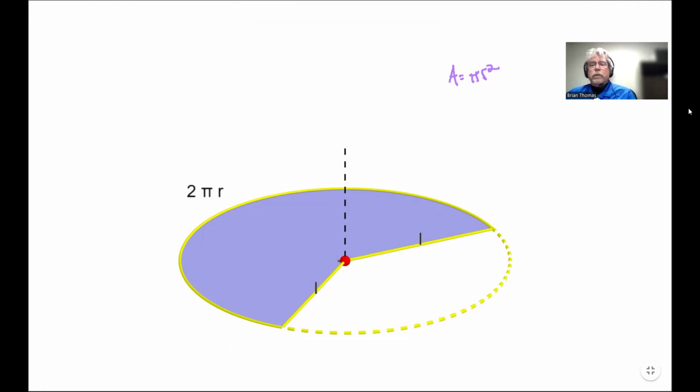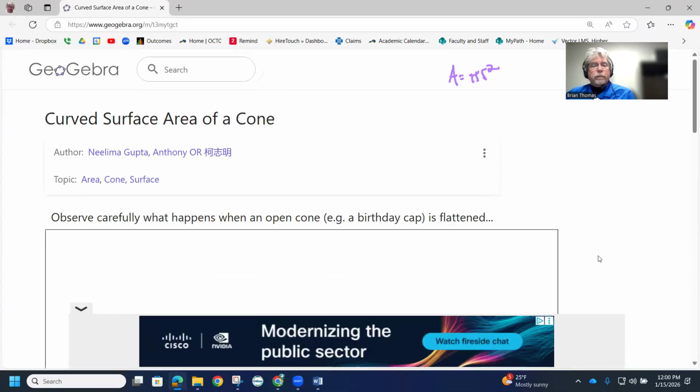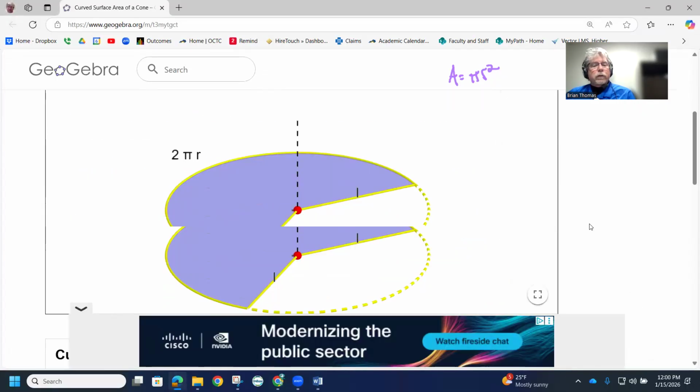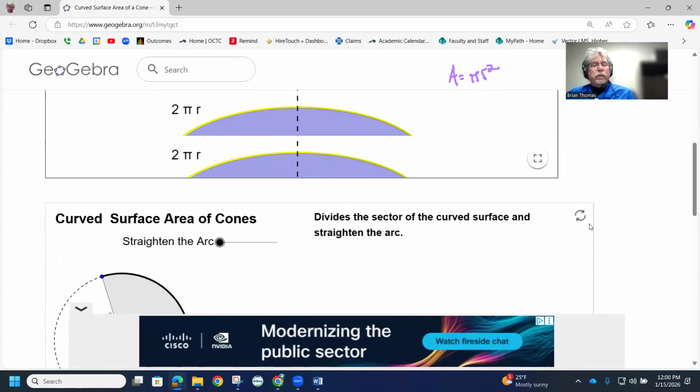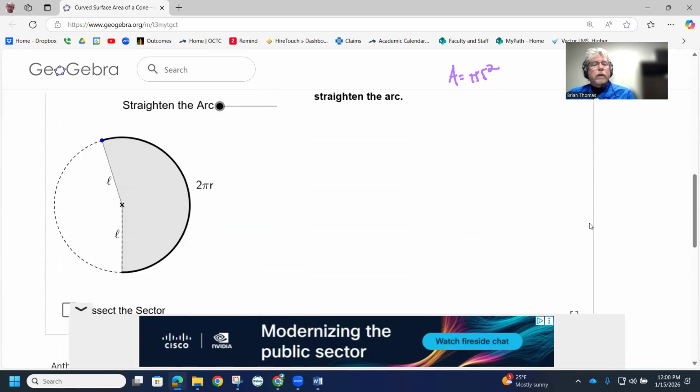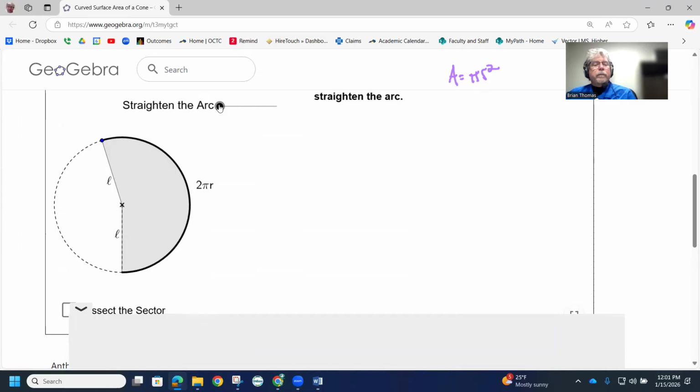So what I can do is try to get rid of these advertisements, but it looks like I can't. Notice how we want to find the area of this irregular shape here. Right now it looks like a Pac-Man. Now what I can do is straighten out the arc so I can flatten this out. And remember that distance is going to be 2 pi r.